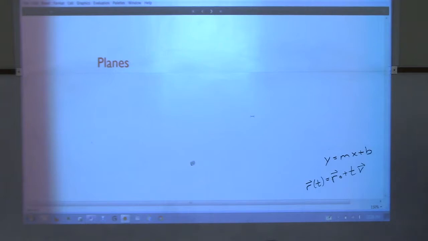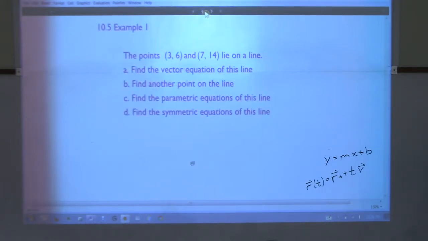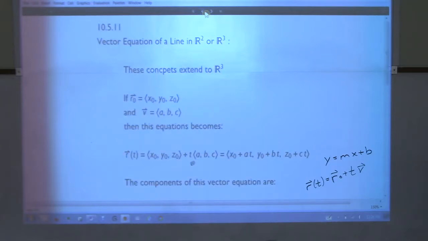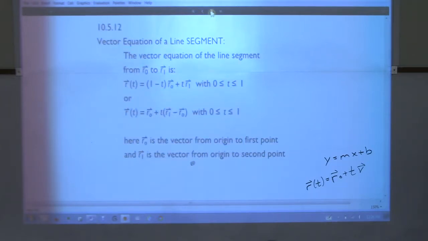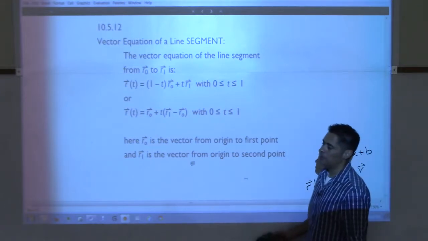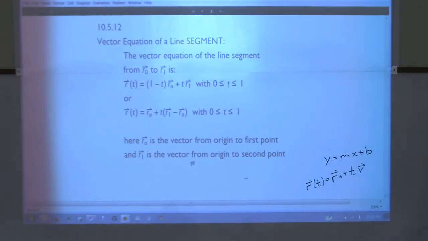Hey, where were line segments? Did I jump? I missed that. Hold on. I think I jumped too fast. Ooh, somehow I jumped over that. I need to talk about this. Sorry. Line segment. Oops. Good. This'll work out better.